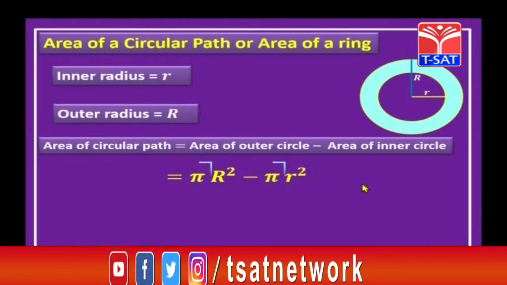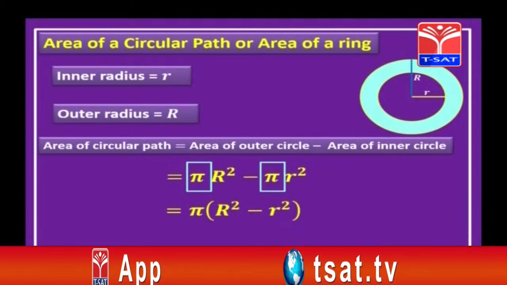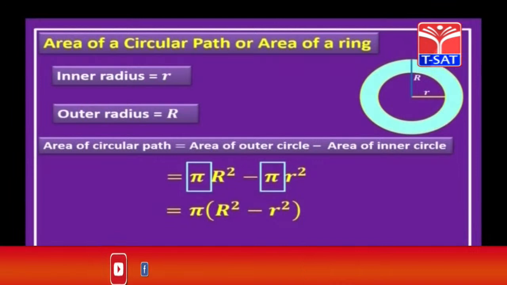Children, do you find any common factor in these two? That's right. It is pi. Now let us take pi as common, children. What did you get? Capital R square minus small r square. Now this is the formula to find the area of a circular path.